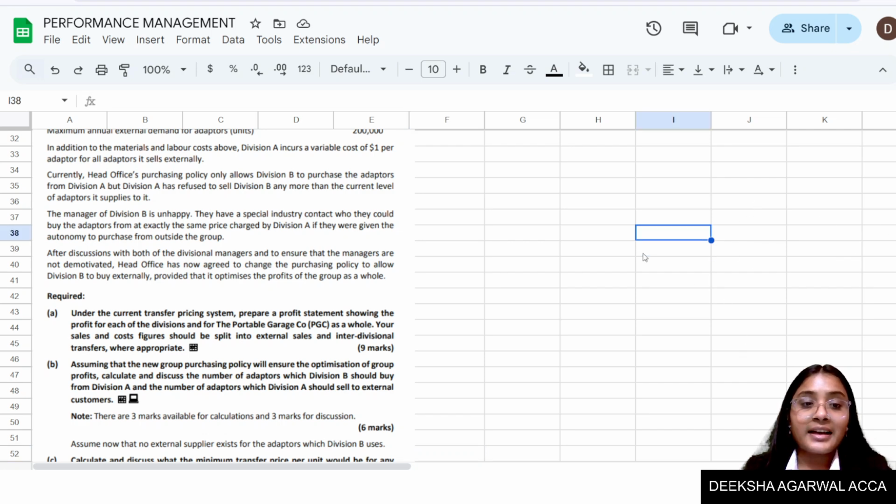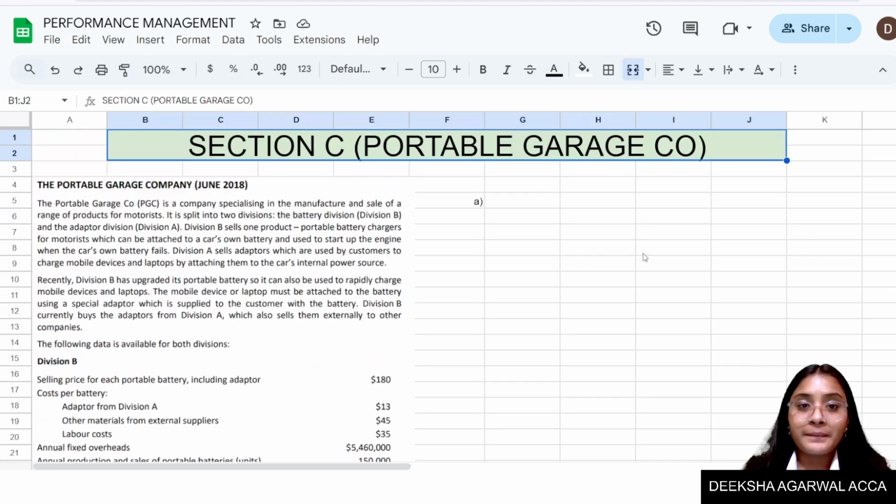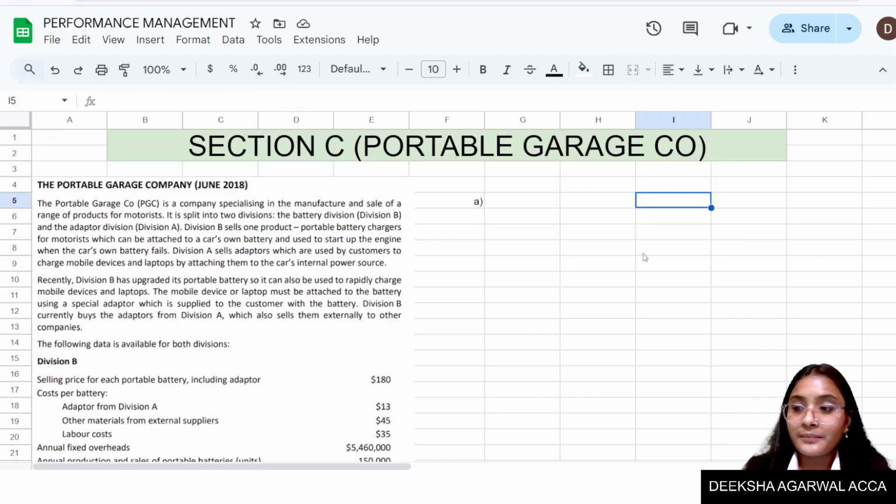Now let's get started and let's first of all prepare the profit statement. That's what they are asking, that what will be the profit statement for the current position of the business. So how can you do it? Let's see.